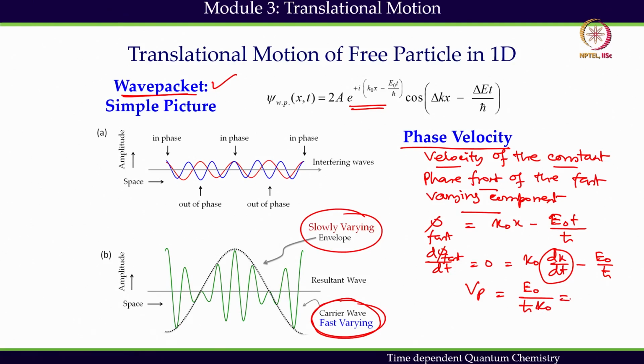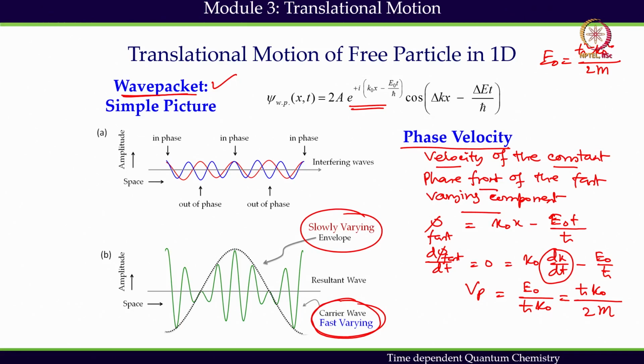And we know that E naught is going to be h cut square k naught square divided by 2m. So I get the phase velocity to be h cut k naught divided by 2m. This is the phase velocity of the wave packet.